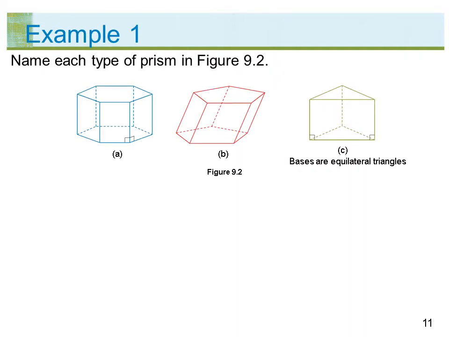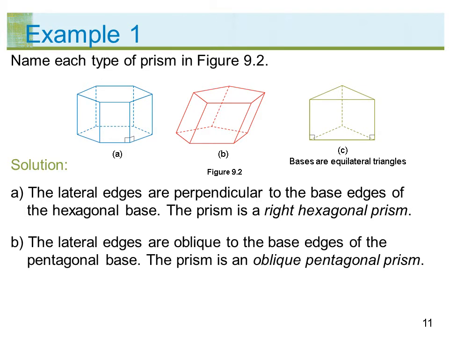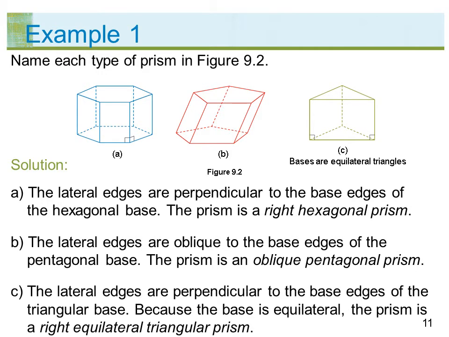Name each type of prism in figure 9.2. Solution: A. The lateral edges are perpendicular to the base edges of the hexagonal base. The prism is a right hexagonal prism. B. The lateral edges are oblique to the base edges of the pentagonal base. The prism is an oblique pentagonal prism. C. The lateral edges are perpendicular to the base edges of the triangular base. Because the base is equilateral, the prism is a right equilateral triangular prism.